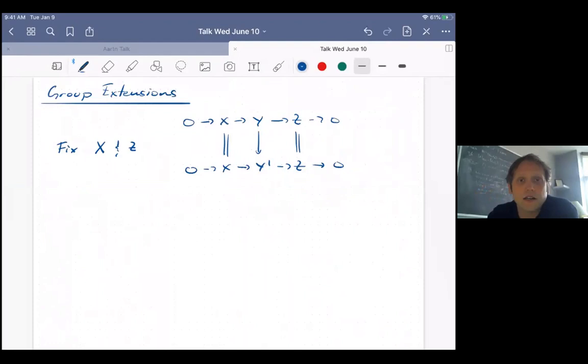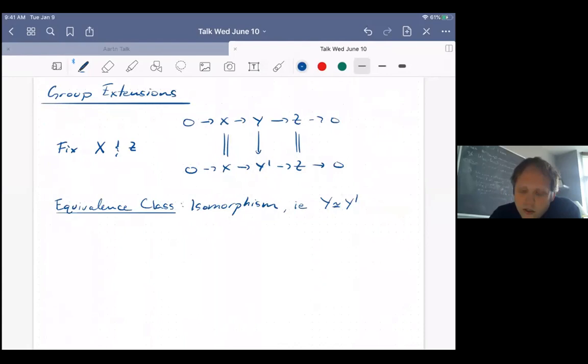So there's this notion of group extensions, where if you have two short exact sequences where X and Z are the same, you can look at all possible Y such that this commutes. And you define equivalence classes of this where you have an isomorphism between Y and Y prime, and not just Y and Y prime, but you need this isomorphism to commute in this diagram, because otherwise it doesn't work.